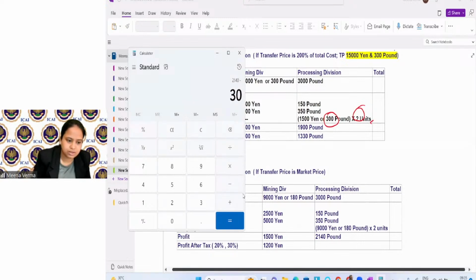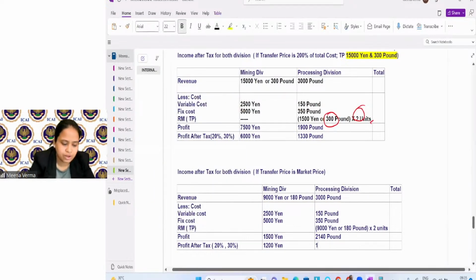Minus 30%. So what is it coming? 1498 pound. 1498 pound. Simple. Done. Right? So this will be the profit after tax. Simple. Right?